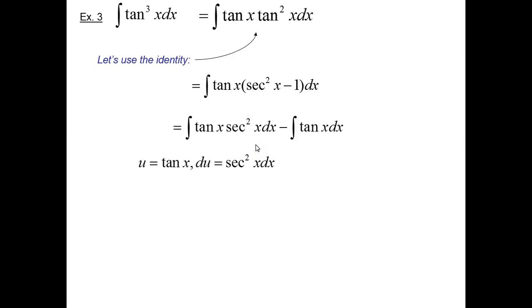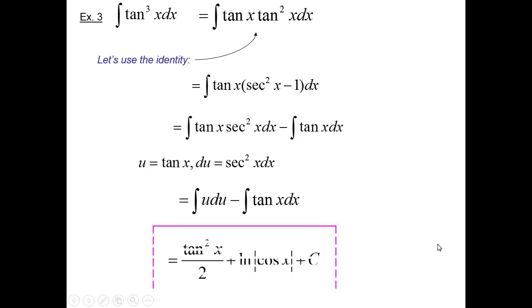If we let u equal tangent x, the derivative is just secant squared x. So I'm going to rewrite that first integral as just u du. Of course, using the power rule, this first integral becomes u squared over 2. And then the integral of tangent x was the negative natural log of cosine x. So I replaced u with tangent x, and then this is the formula we learned last year.